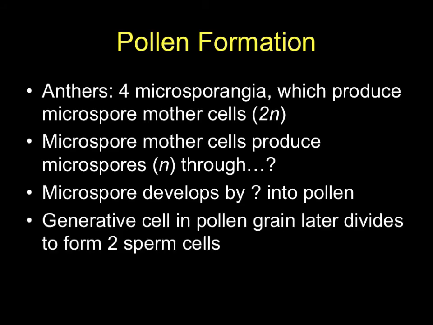Those two cells consist of what's called a generative cell. The generative cell is the one that's going to eventually go through another round of cell division to make two sperm cells. And it's also going to produce a tube cell, which eventually develops into a pollen tube.